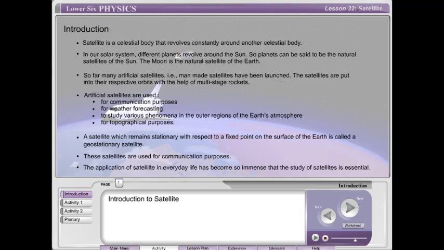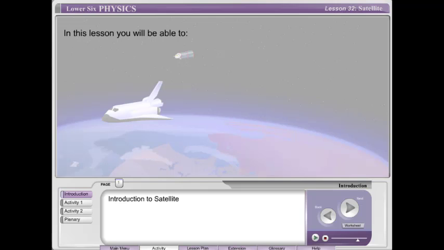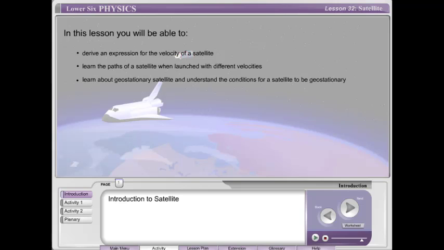The application of satellites in everyday life has become so immense that the study of satellites is essential. In this lesson, you will be able to derive an expression for the velocity of a satellite, learn the paths of a satellite when launched with different velocities, learn about geostationary satellites and understand the conditions for a satellite to be geostationary, learn the definition of escape speed and derive an expression for it, and understand the concept of escape speed.